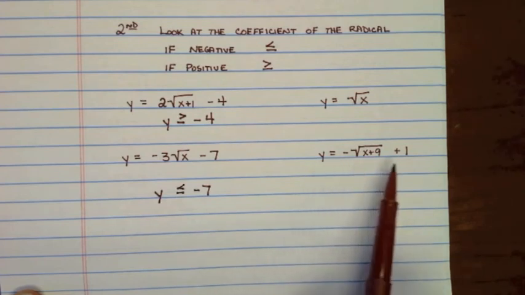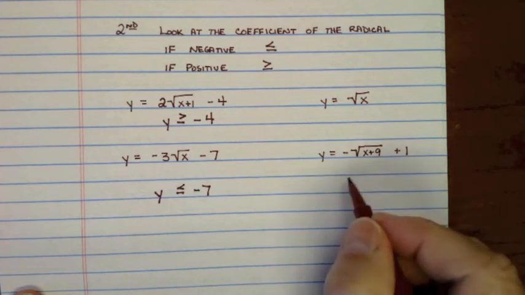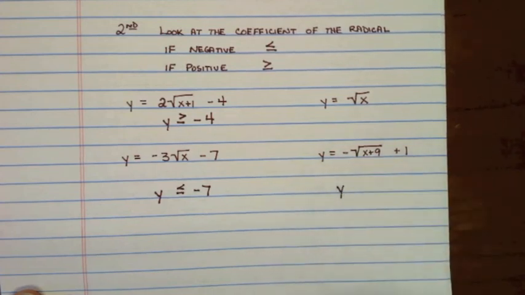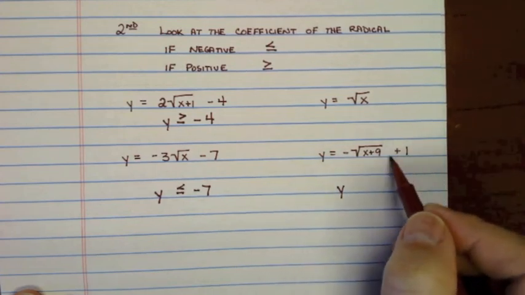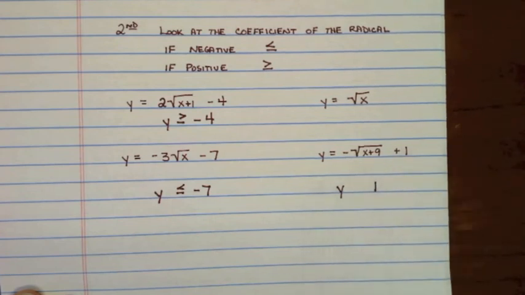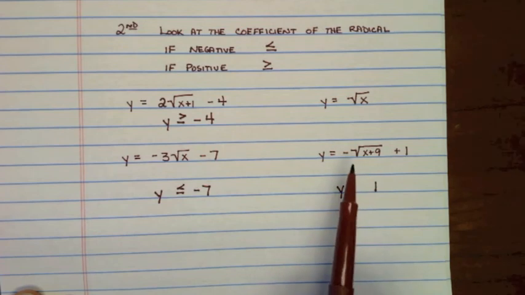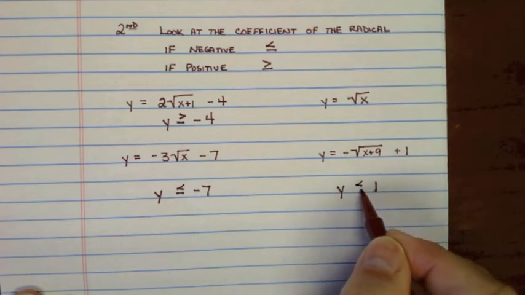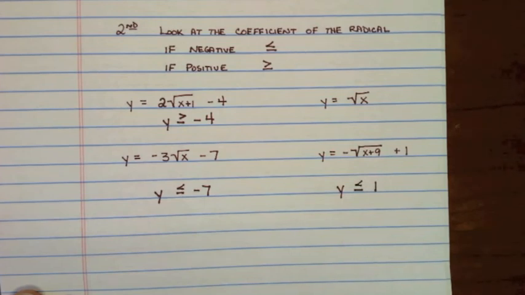I need to figure out what the range is for this equation. Y represents my range. It's usually this number out here. And now I need to figure out whether it's less than or greater than this number. The coefficient on this is negative. That means it's going to be less than or equal to.